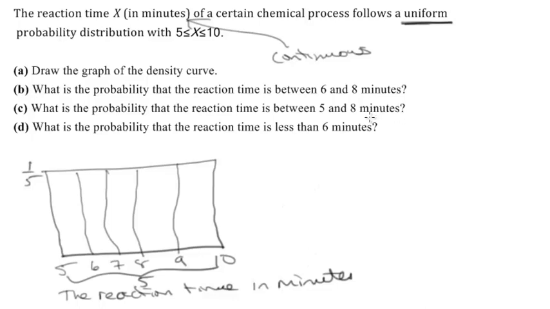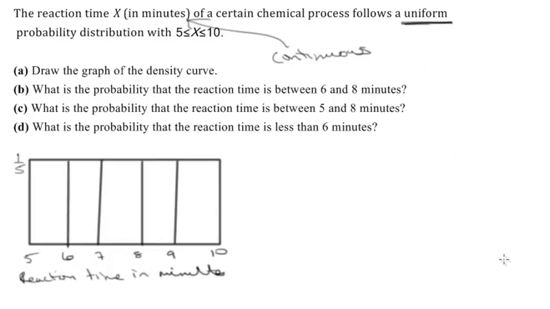Part B, the probability of the reaction time is between 6 and 8. So let's fill that in there. And so the question is, how much have I filled in? I have filled in 2 out of the 5 bars. It really is that easy. Okie dokie, let me clean the screen, and then we'll do parts C and D.